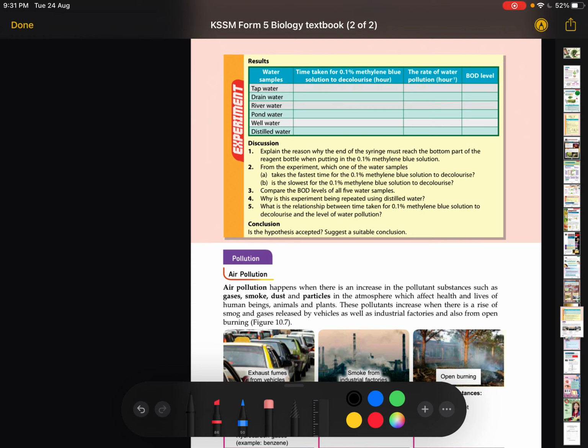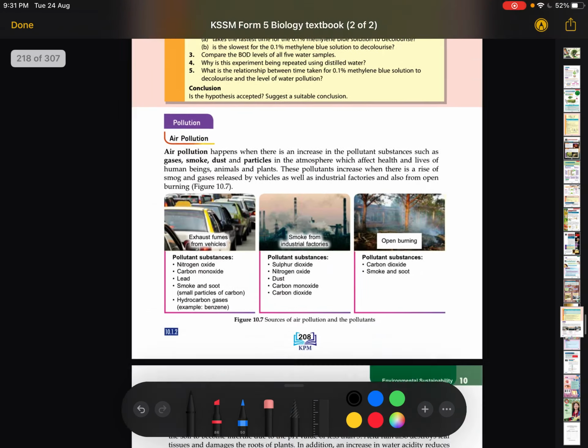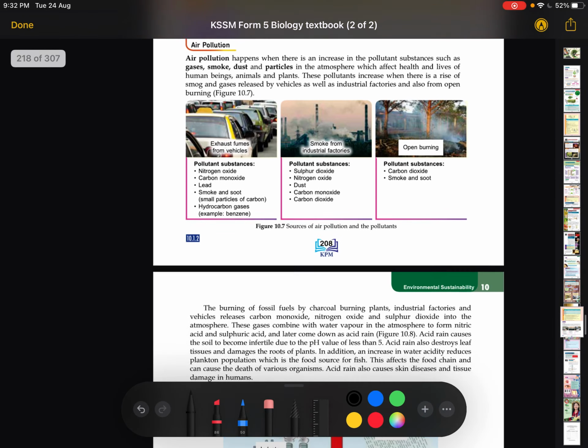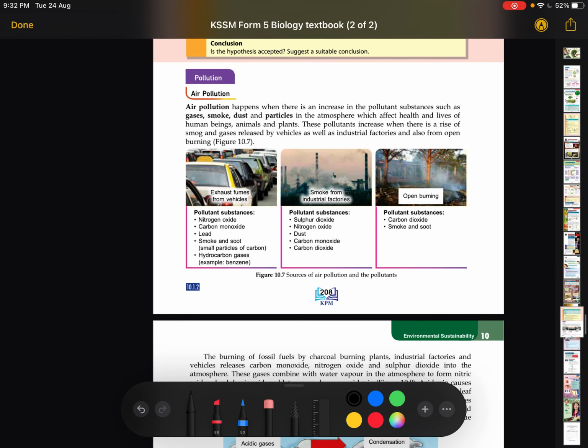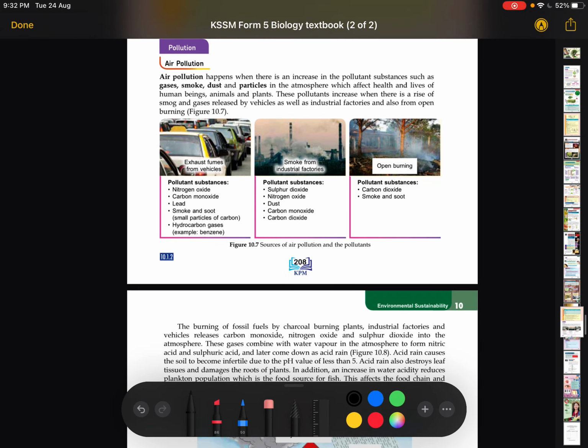So if you were to put methylene blue in distilled water, nothing will happen. But if you were to put methylene blue in polluted water, it will decompose very fast. It will decolorize very fast. Next is pollution. Again, it may seem like a little bit, but it's quite important.